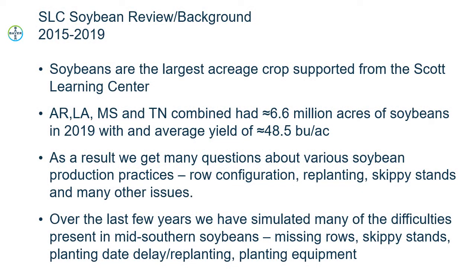Soybeans are the largest acreage crop we support from the Scott Learning Center. Arkansas, Louisiana, Mississippi, and Tennessee had about 6.5 million acres of beans in 2019 with an average yield of about 49 bushels an acre. The result of having such a large acreage relatively locally is that soybeans are planted a lot of different ways. They're on a lot of different row configurations. They're planted using all kinds of different machinery. They're planted over a very long time. So we get a lot of questions about replanting, skippy stands, and a lot of issues that happen in soybean fields. Over the last few years, we've done our best to simulate some of those difficulties so we can have some data to hopefully help support some of the decisions that have to be made in soybean production.